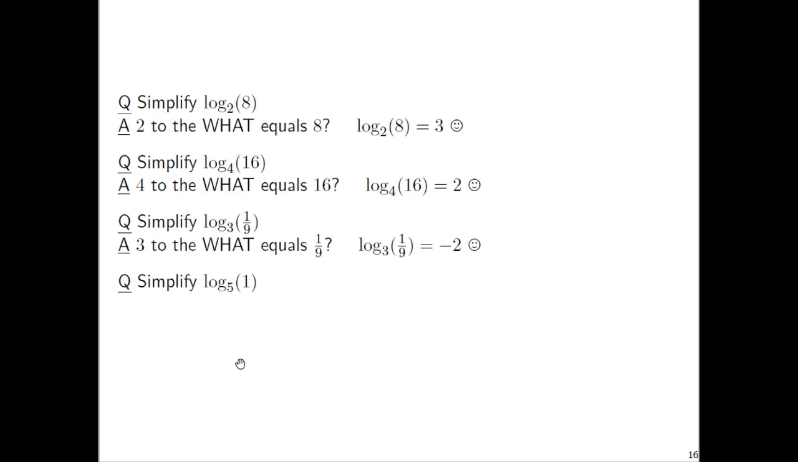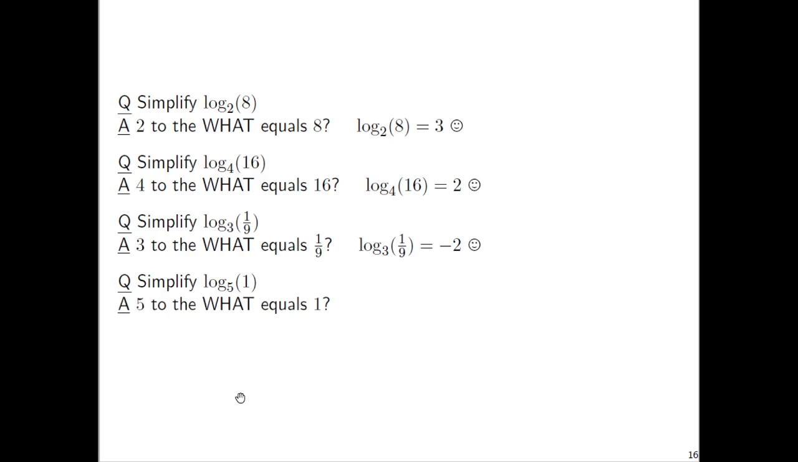Log base 5 of 1. Phrase the question. Use the previous examples to formulate the right style of question. Be very consistent. Look to the examples we have. Look at the locations of things. Look where the 3 base was here. Where did it end up in the question? So here, log base 5 of 1. How do we rephrase the question? I hope I've annoyed you enough by waiting this long in the video that you say, oh, okay, the question is 5 to the what equals 1. Yeah.